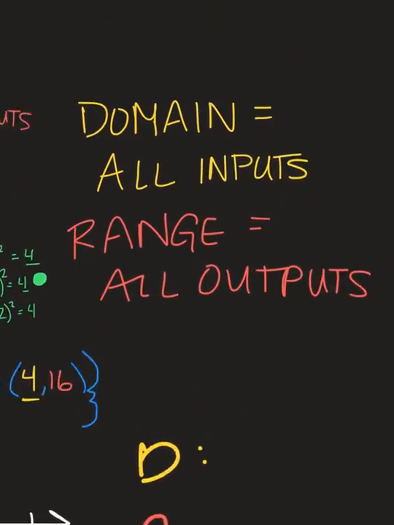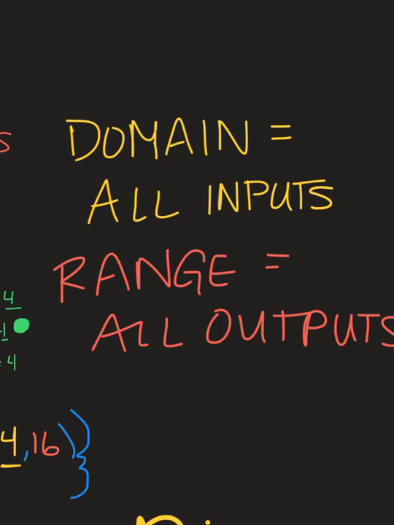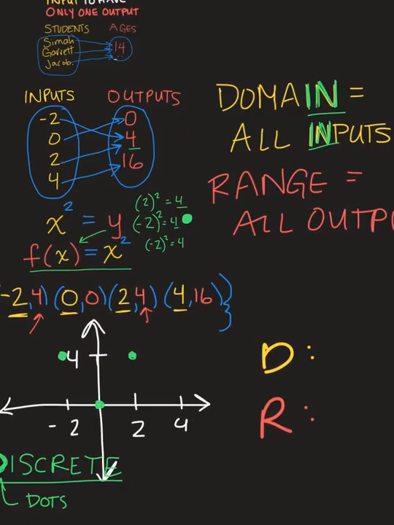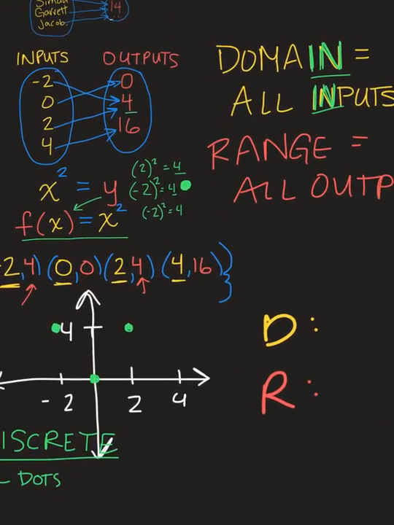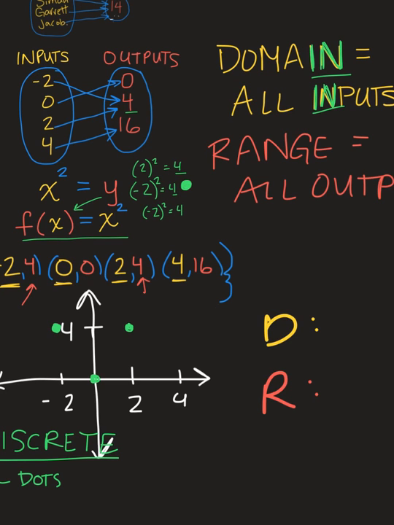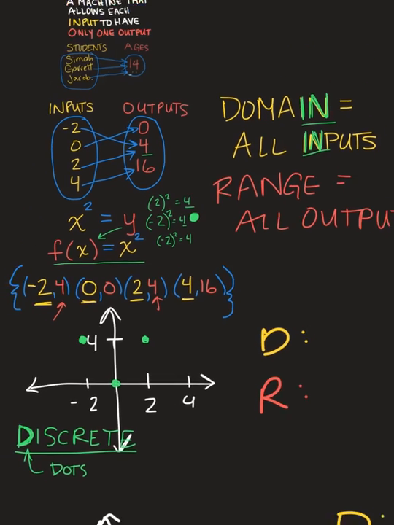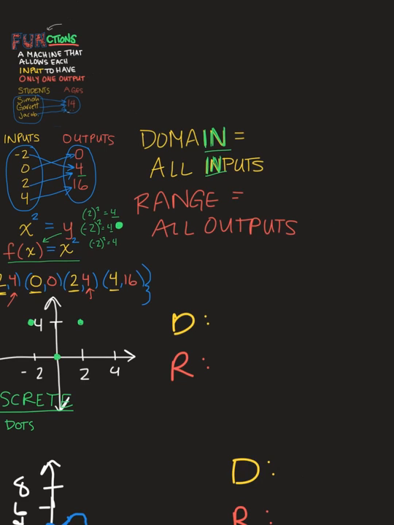So we said domain is all inputs. And my mnemonic for this one, to help me remember which one was which, was that domain has the word "in" in it. So it's my inputs. And the range is all outputs. So when I go back to this graph, if I want to write my domain and my range, my domain would be all of my x values in order from least to greatest. So -2, 0, 2, and 4.